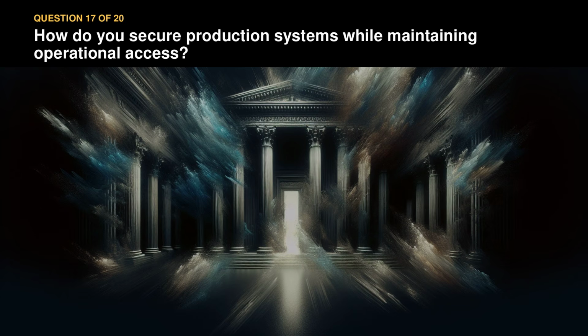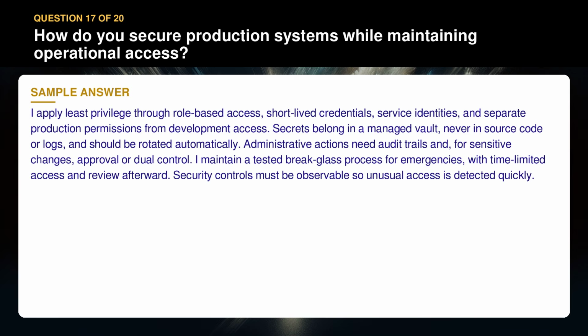Question 17. How do you secure production systems while maintaining operational access? I apply least privilege through role-based access, short-lived credentials, service identities, and separate production permissions from development access. Secrets belong in a managed vault, never in source code or logs, and should be rotated automatically. Administrative actions need audit trails and, for sensitive changes, approval or dual control.